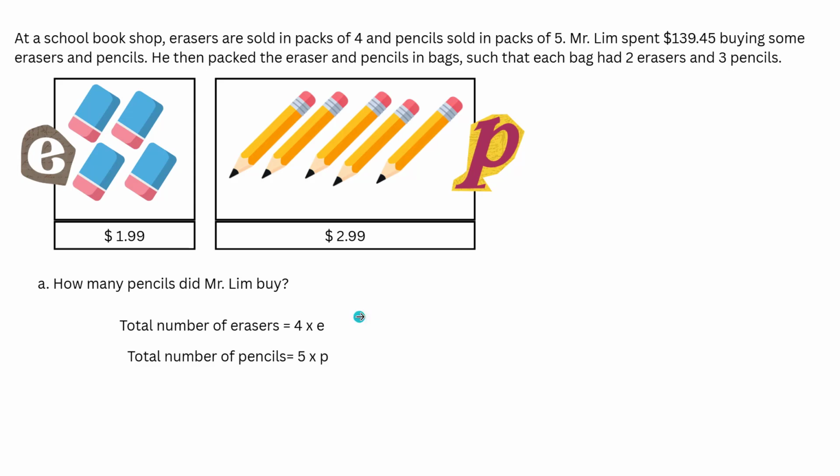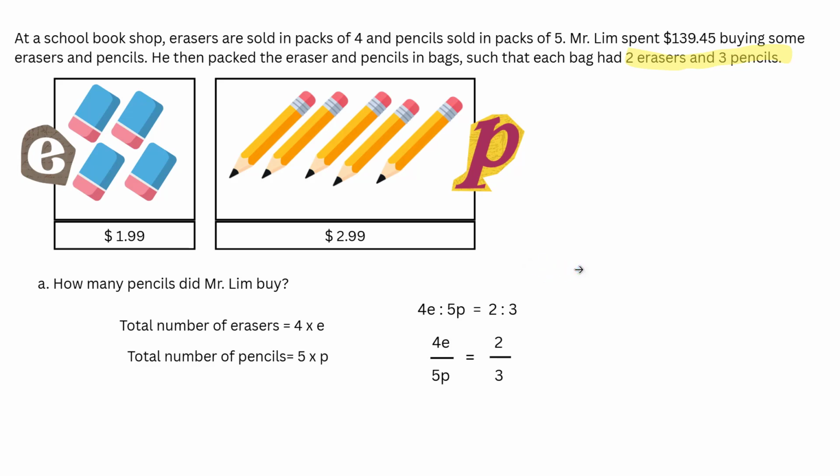So the total number of erasers we know, and the total number of pencils we know. Now we look at this tiny detail here. Each bag has 2 erasers and 3 pencils, which means the ratio of the total number of erasers to the total number of pencils is 2:3. That can be represented as 4E, the total number of erasers, to 5P, the total number of pencils, equal to 2:3. We can also represent this ratio as 4E over 5P is equal to 2/3.